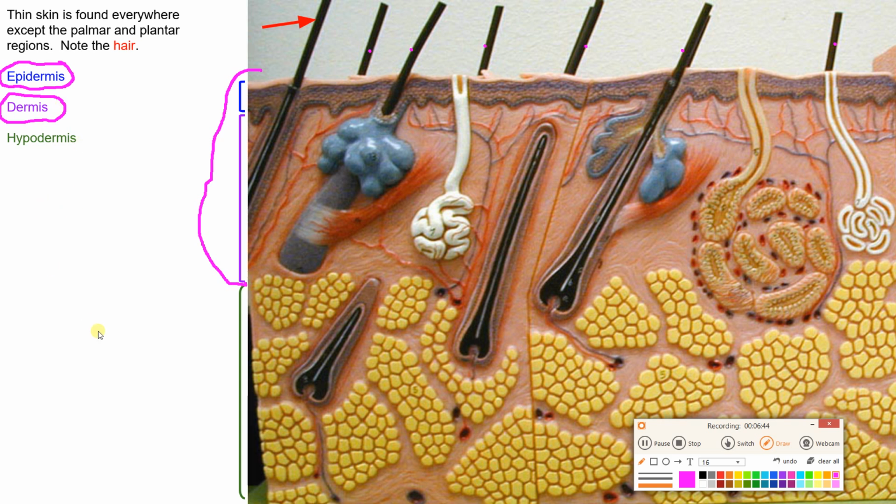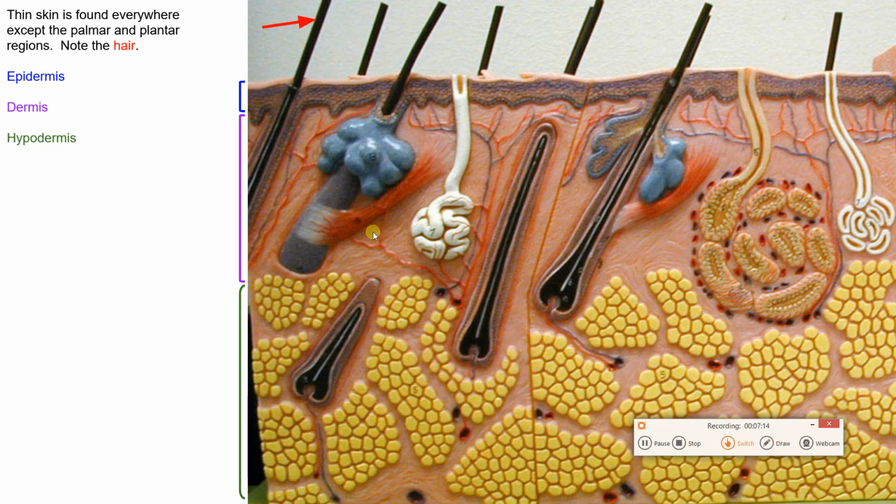Now, beneath the skin, in other words, deep to the skin, is a layer of connective tissue, mostly adipose, which is fat, called the hypodermis. So these yellow guys down here are adipocytes, fat cells, and they are in the hypodermis, which is a layer deep to the skin, not part of the skin. Skin is dermis and epidermis, and this is thin skin because we see hair here. So we know it's not thick skin, which is palmar and plantar only.